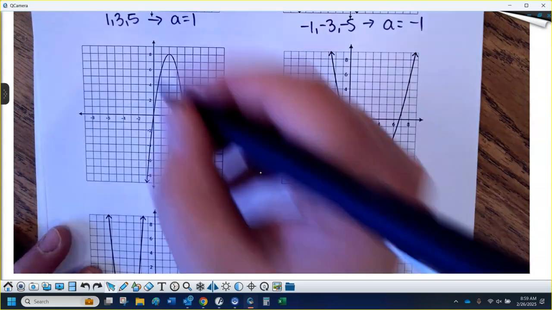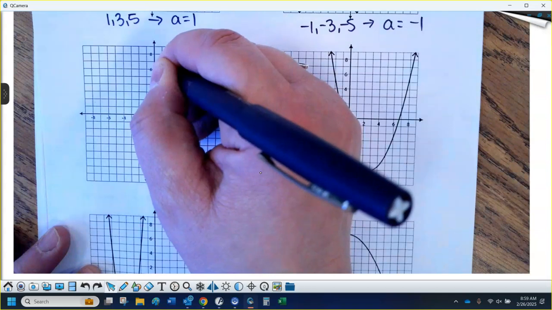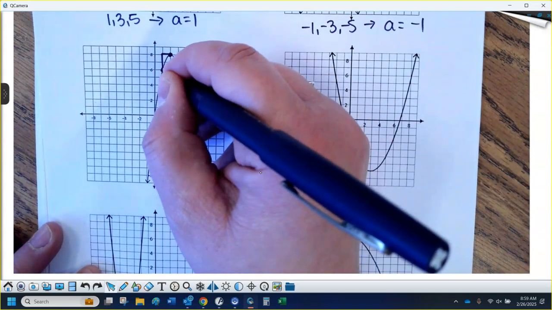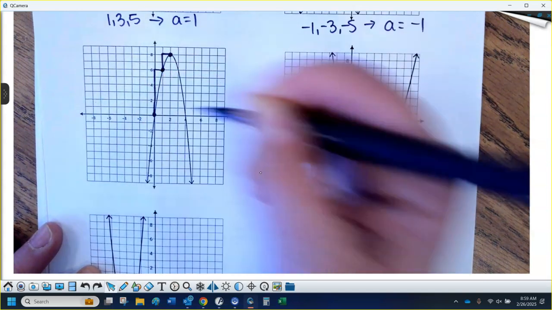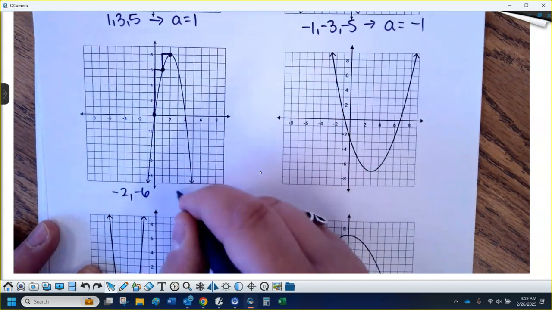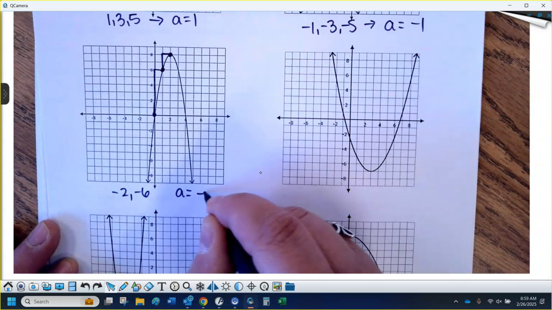Let me see this one. Okay, so here's my vertex. I go over 1, and then the next nice point is down 2. If you go here, I'm going over 1, and the next nice point is actually on that left side, the origin, down 6. So this would be -2, -6. Anybody know what the A value should be there? -2, exactly right.